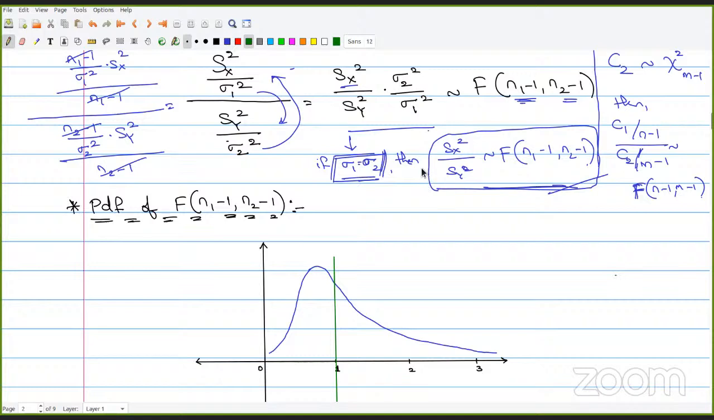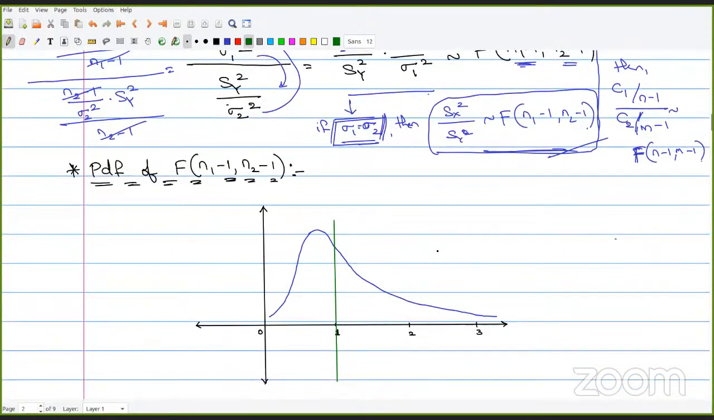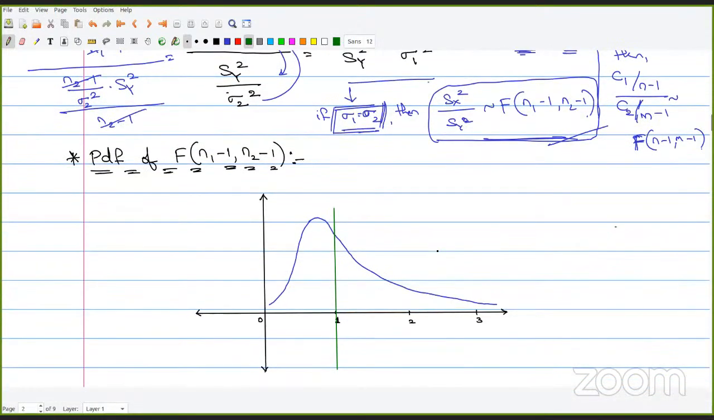Degrees of freedom and the F test. I hope I answered these even in the chat questions. In the Zoom chat, you had posted questions. After that, I think I explained what degrees of freedom and everything is. Okay, let us look at this PDF of the F distribution.